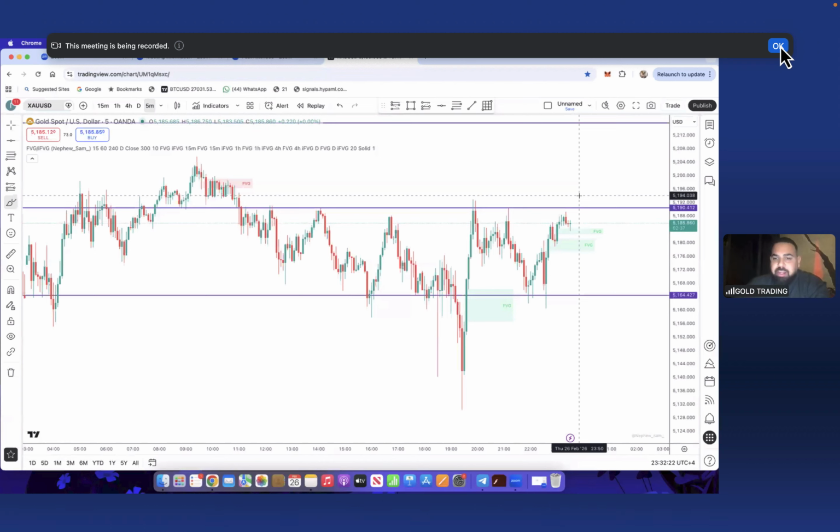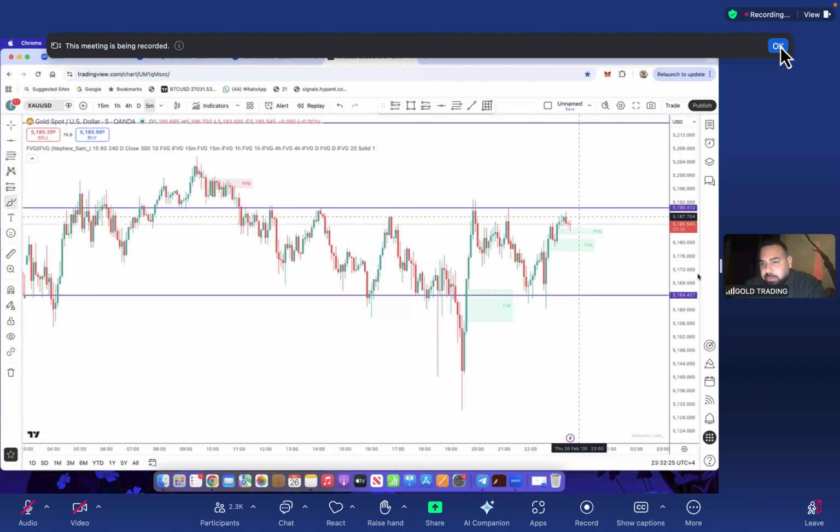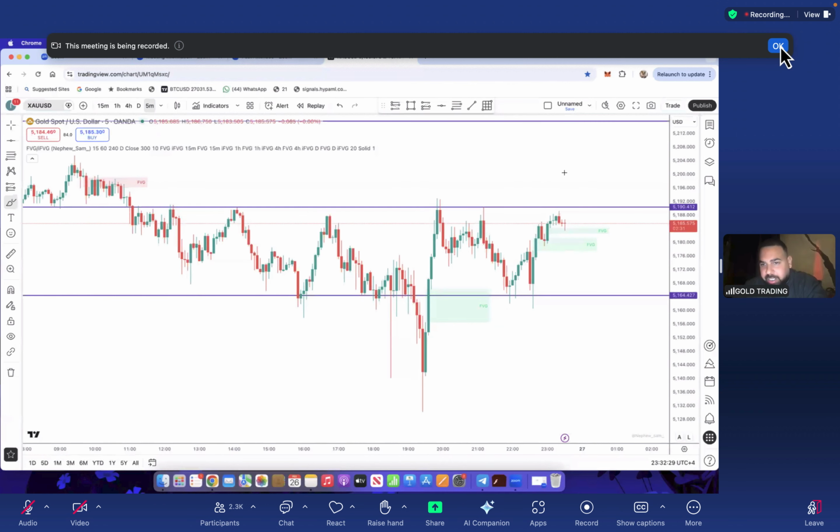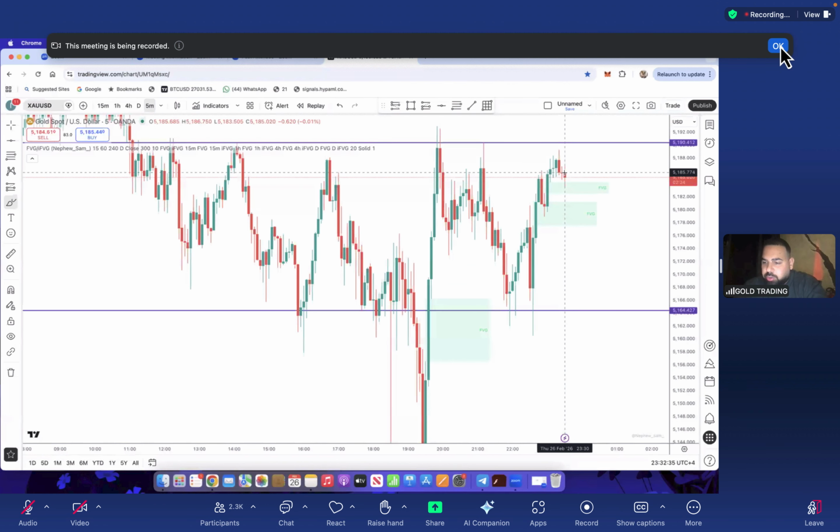But the fair value gaps will always react from there. Look, for example, on this 5 minute time frame, it's come down, it's touched it here, and it's pushed all the way back up. It's all wick now, right? And it can do that as many times as it wants until the fair value gap disappears.